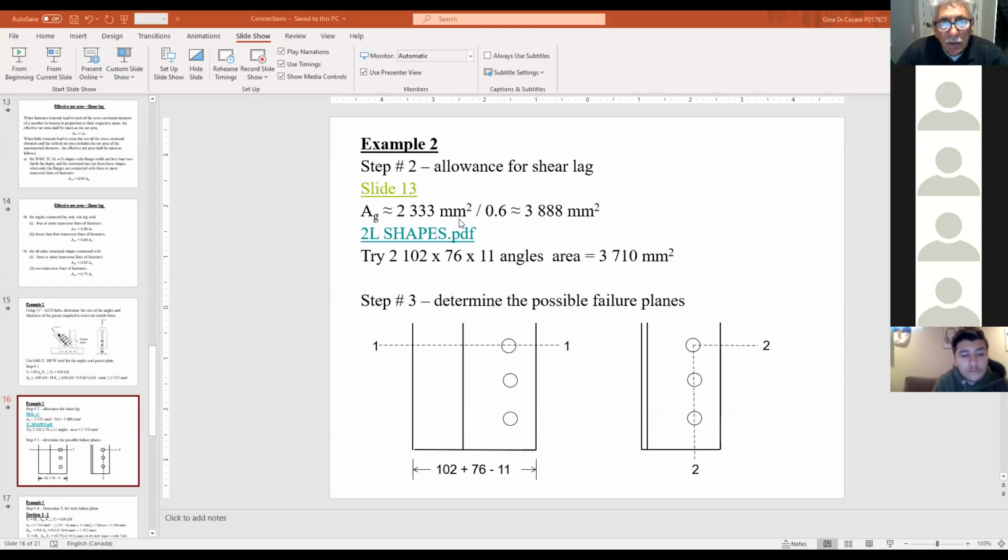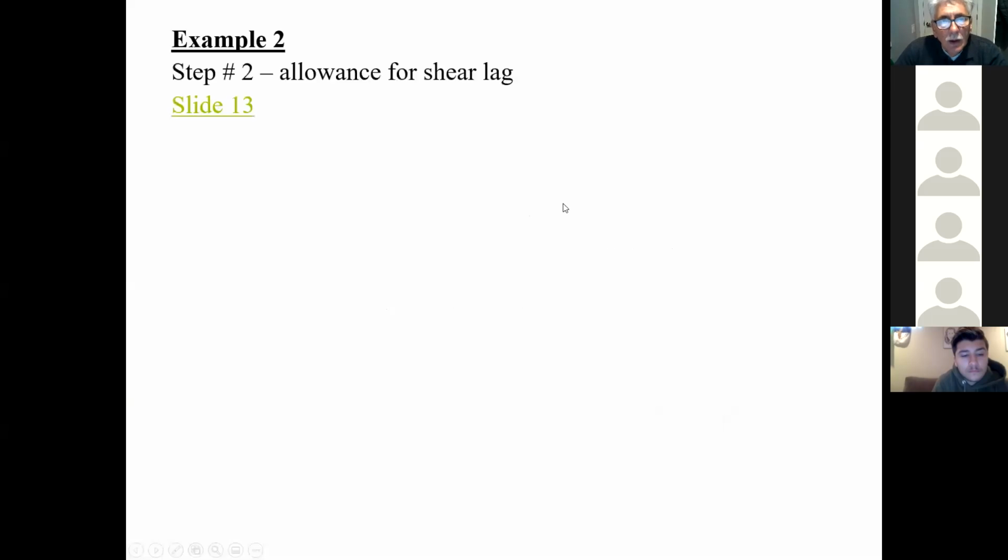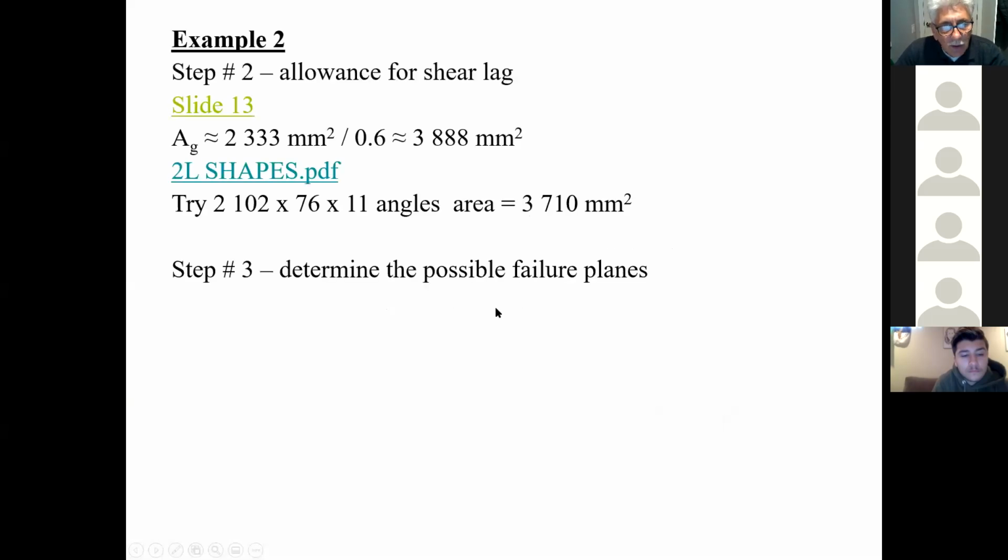And I'm going to go back to the PowerPoint. Share, okay. So basically what I did is I took a 102, this is two 102 by 76 by 11 millimeter angles, and that gave me an area of 3,700 square millimeters. Let me go back to the slideshow, so this way it'd be less confusing.